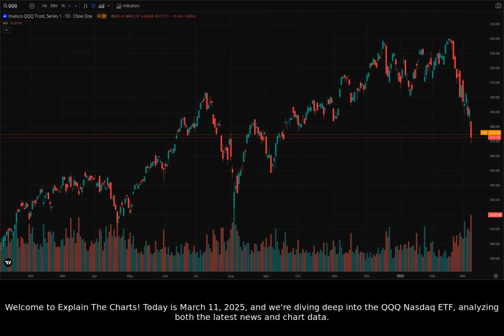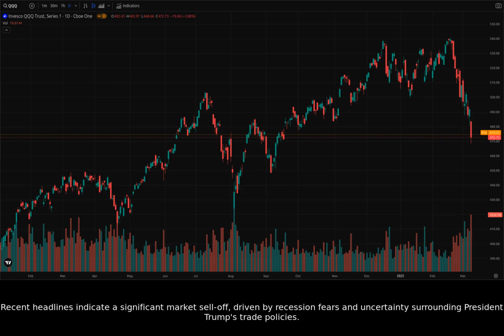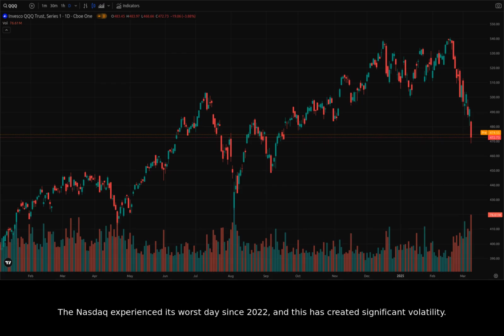Today is March 11th, 2025, and we're diving deep into the QQQ NASDAQ ETF, analyzing both the latest news and chart data. Recent headlines indicate a significant market sell-off, driven by recession fears and uncertainty surrounding President Trump's trade policies. The NASDAQ experienced its worst day since 2022, and this has created significant volatility. We need to correlate this with the chart.